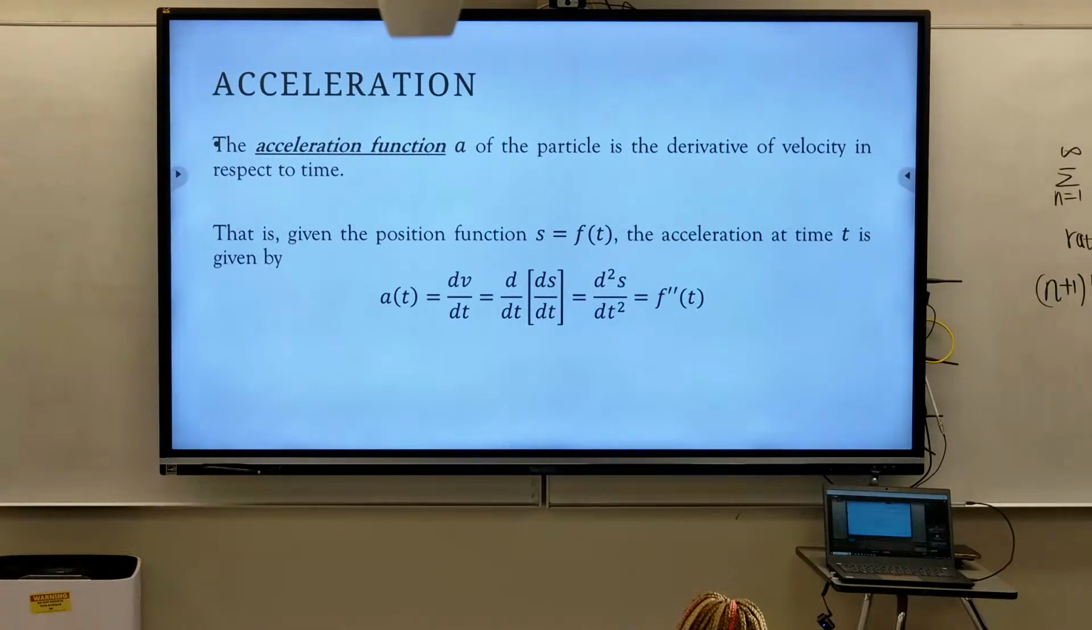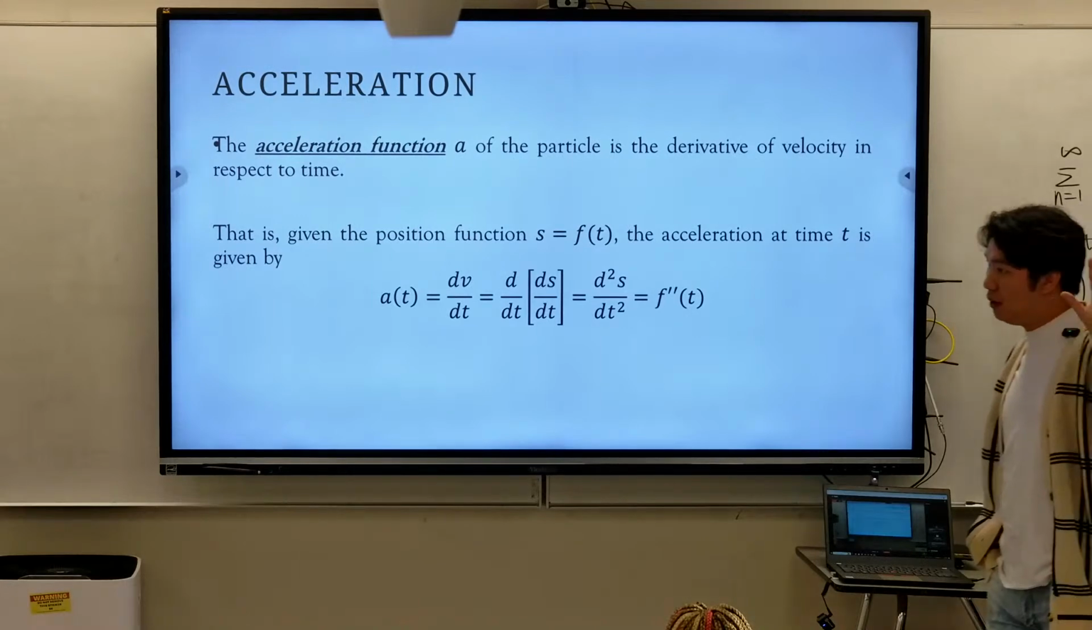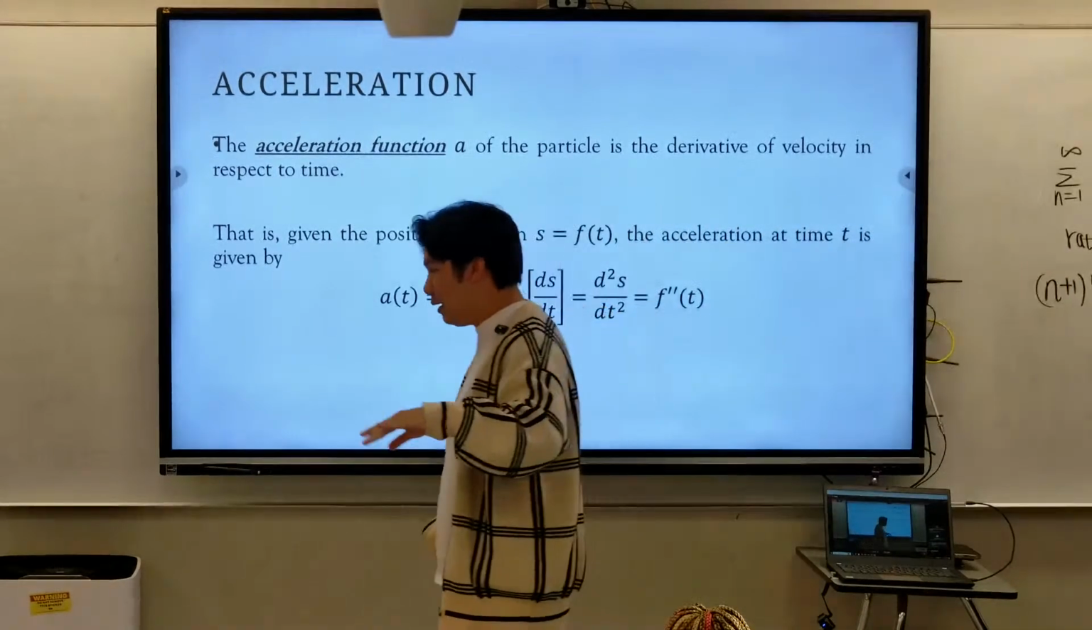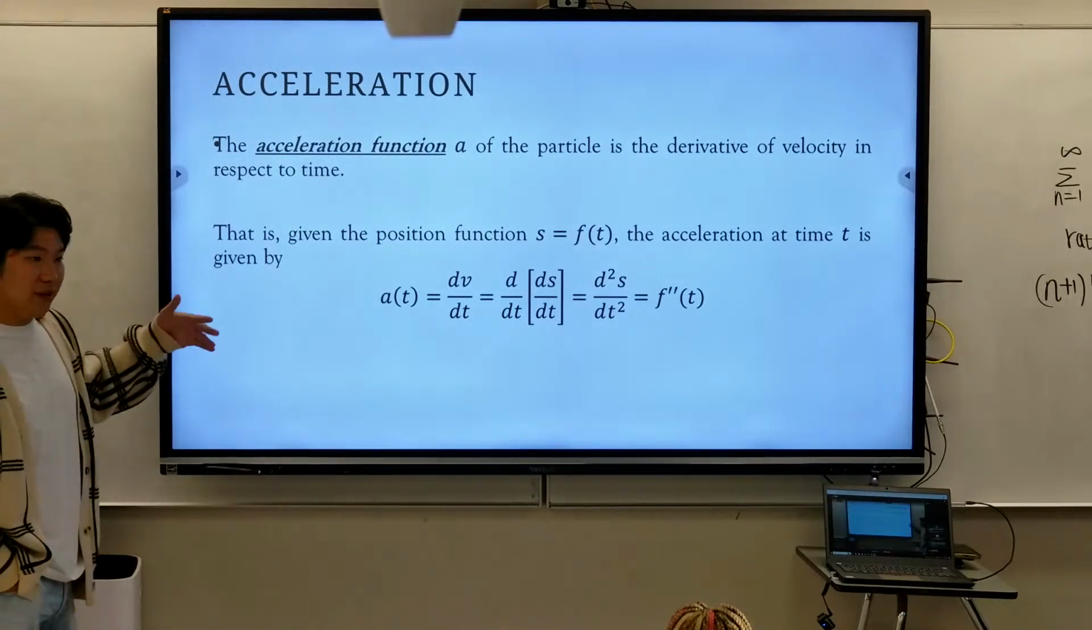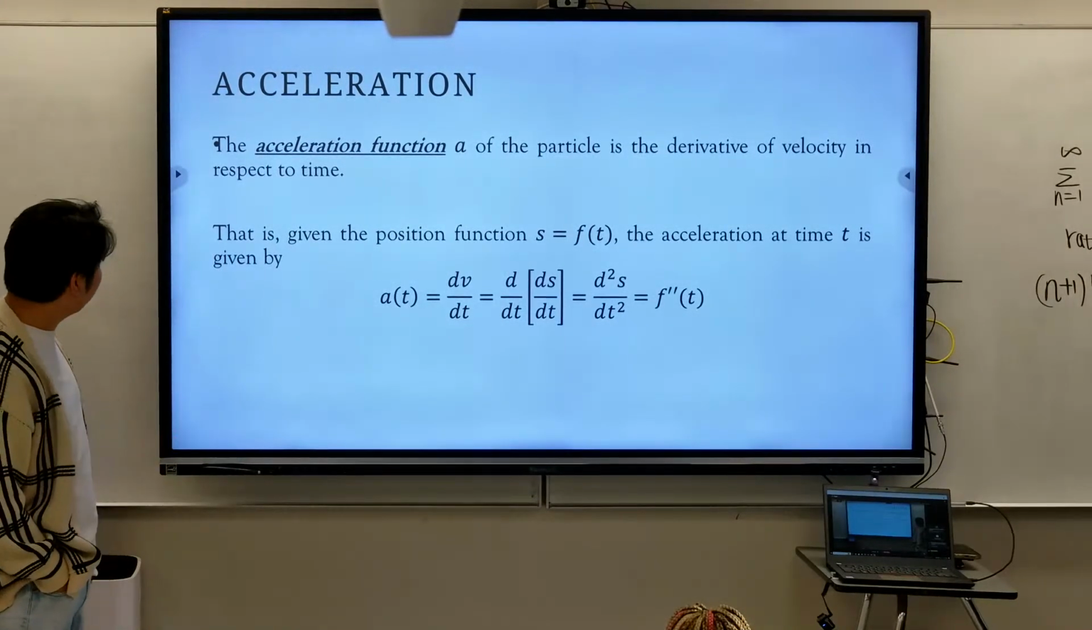And one other thing I'll note before I move on to the next slide: acceleration is also something that you see on your car dashboard, typically on the right side. For most cars, you tend to have your speed on the left and then your acceleration on the right, I guess unless you have a digital speedometer.